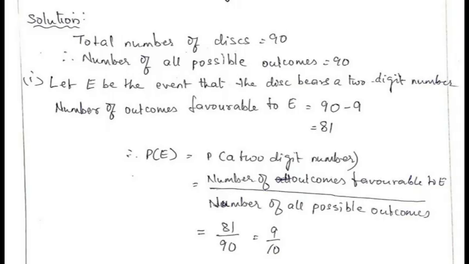Solution. Let the total number of discs be 90. If E is the event that the number of discs bears two-digit number, the number of outcomes favorable to E is equal to 90 minus 9. That is equal to 81. Because 1 to 9 we don't consider, as 1 to 9 are one-digit numbers. Therefore, P of E is equal to number of outcomes favorable to E divided by number of all possible outcomes. That is equal to 81 by 90, which is equal to 9 by 10.